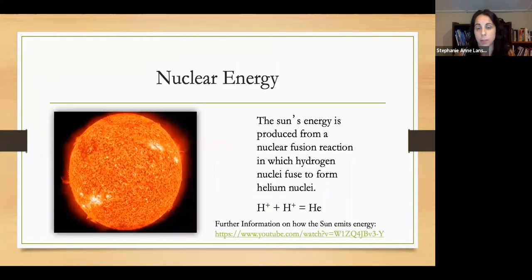So the sun's energy is produced by a nuclear fusion reaction, in which hydrogen nuclei fuse to form helium. So you have two hydrogen atoms, they fuse together to form helium. Again, there's further information on how the sun emits energy that can be seen here in this YouTube link.